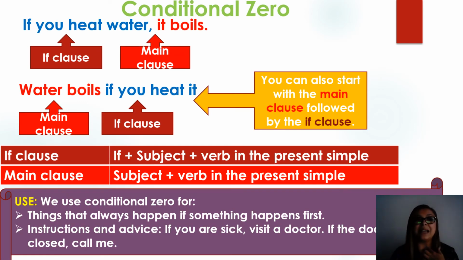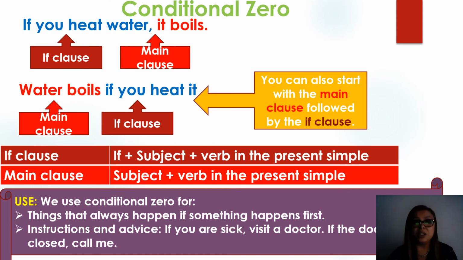So this is the structure here. So the if clause, how is it going to be formed? ¿Cómo va a estar formado? I'm going to start obviously with if. Remember that if is the sí condicional. El if es el sí condicional y siempre tiene que estar presente. Then you have the subject. Then the verb in simple present tense. That was what I told you at the beginning. That I'm going to write the verb in simple present.